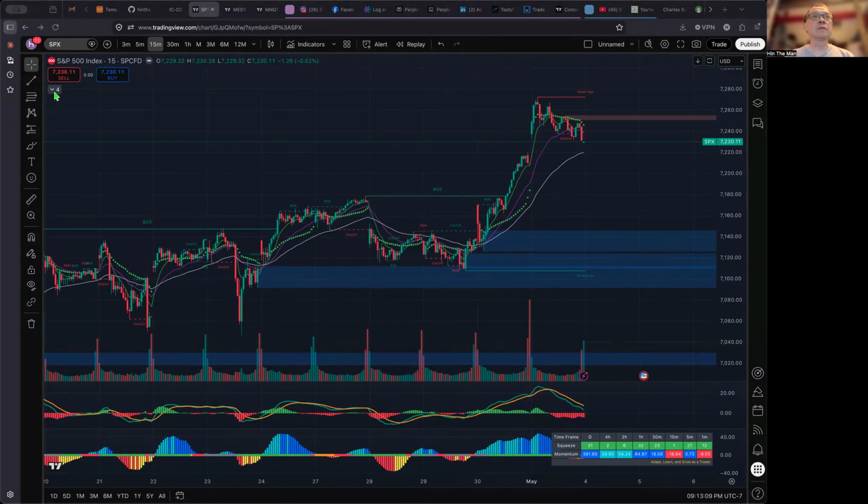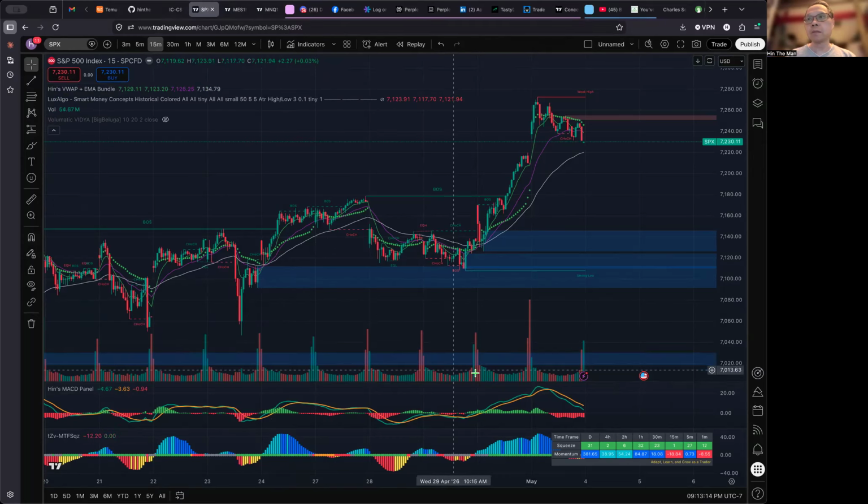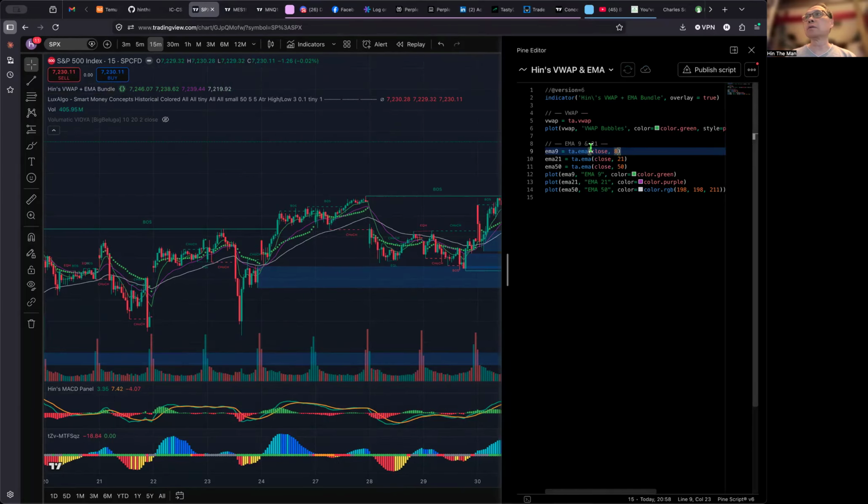There are currently 4 indicators. The easiest one to understand is the volume. You have to see the volume. And then I have a VWAP, which is the dotted line here. And then I have an EMA bundle. I use 9, 21, and 50. Recently I changed it to 8. You can use the code and change it to 8, 21, 50.